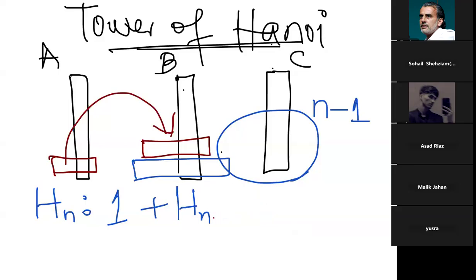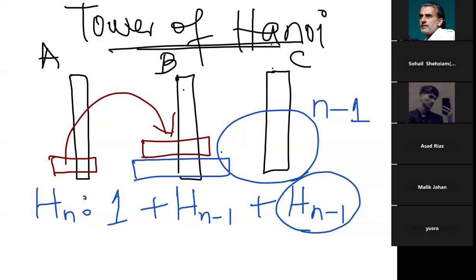So this was hn minus 1, and another hn minus 1 is required. Hn is the number of moves required to move n disks from one tower to another. So hn minus 1 is the number of moves required to move n minus 1 disks. Why are we putting them twice?